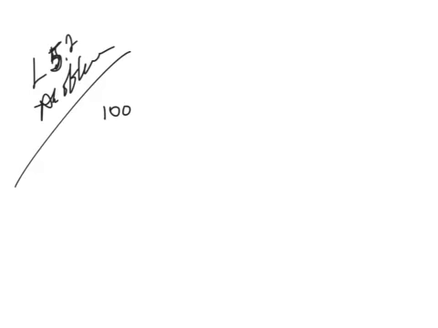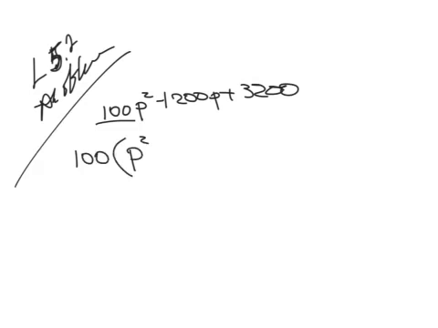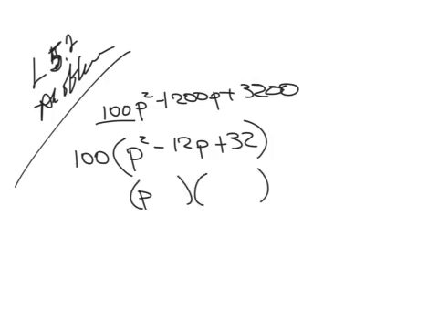So we have 100p squared minus 1200p plus 3200. Okay, so we have 100 there. We're going to factor 100 out. And that gives me, is that 1200? Yeah. Plus 3200. Alright, so we're going to factor that 100 out. Now, we're just going to look at this and this. So I've got a p, I've got a p. I know my largest number is going to be negative. Two numbers multiplied together give me 32, added give me 12.